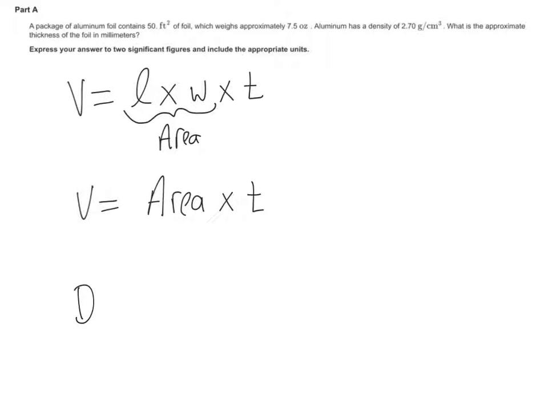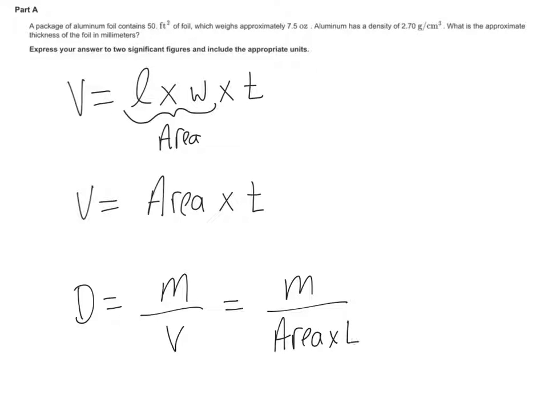So we know we were given density. We know density is mass over volume. Well, we can replace volume then with area times thickness. We were given area in the problem, 50 square feet of foil, and we were given a mass, 7.5 ounces, which we converted earlier, and we're now going to plug those values in and solve for t.